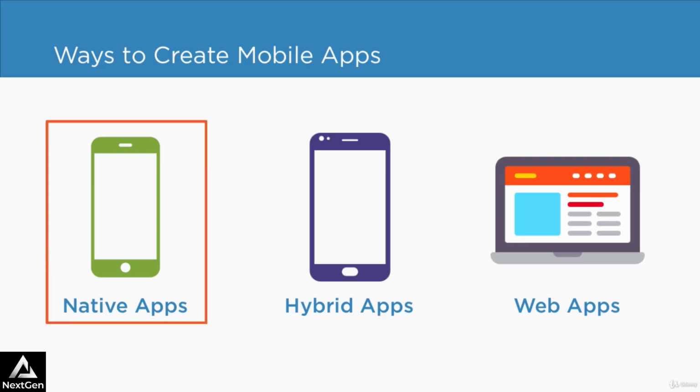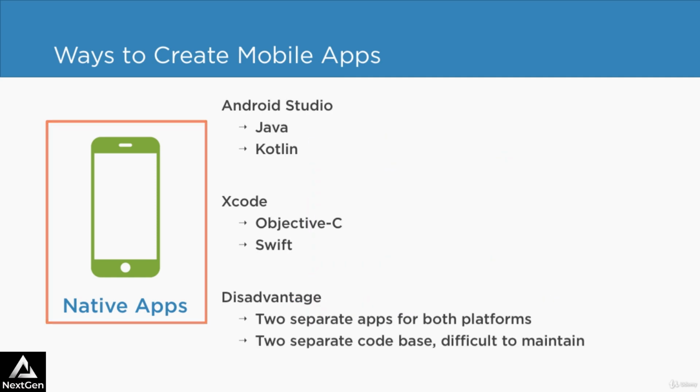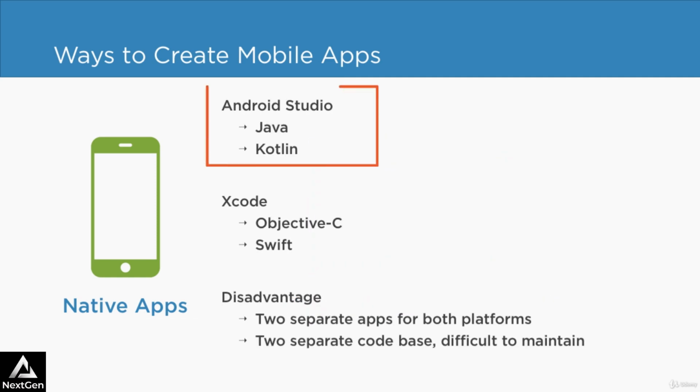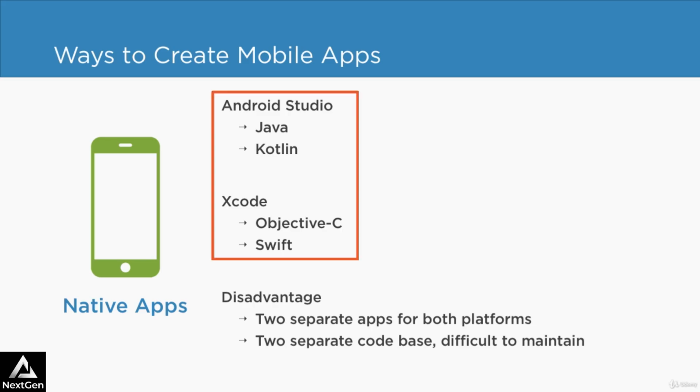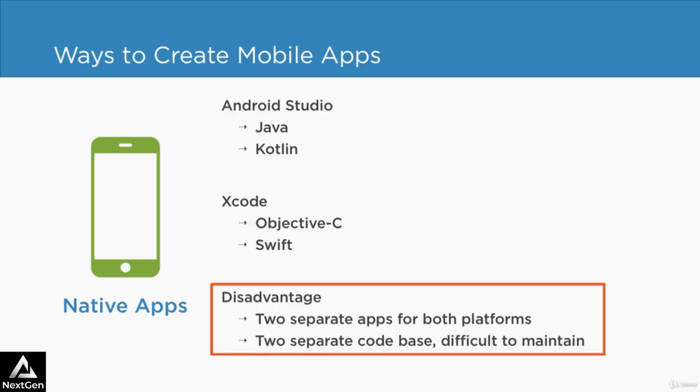Now, in case of native applications, we use the native tools, such as developing Android apps using Android Studio and the language Java or Kotlin, and developing iOS applications using Xcode and languages such as Swift or Objective-C. The user experience in both cases is quite wonderful. And also, they are backed by major giants such as Google and Apple, so they get updated with new features at regular intervals. But they have some disadvantages as well.